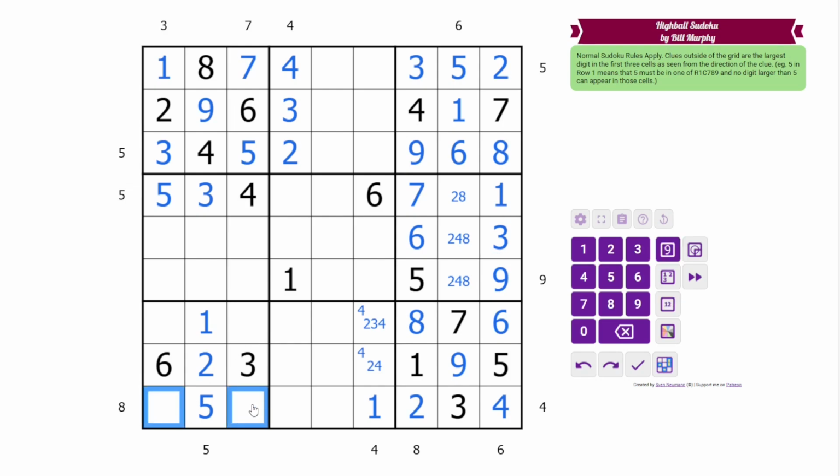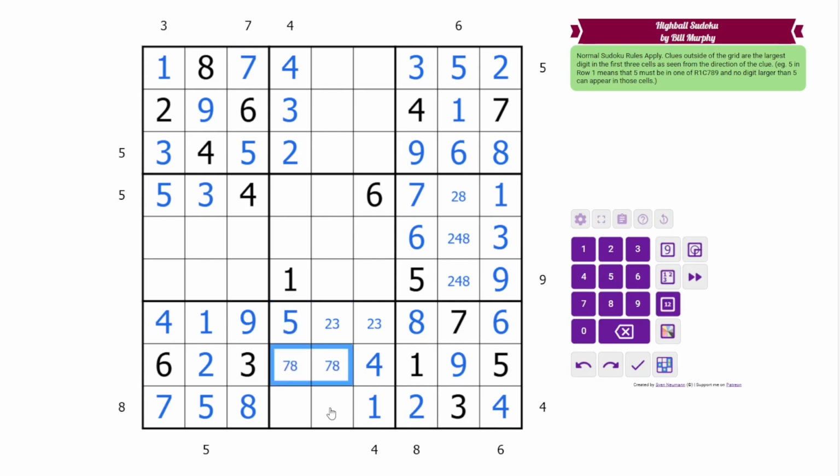We need an 8 in one of these cells. We can't have a 4, so the only thing left lower than 8 is 7, and that's resolved from the top of the grid. These are now 4 and 9, and that is also resolved. That can't be 4, so this is 4. Now we have 2, 3, 5 left in this row, so that's the 5. We have 7 and 8 here. We have 6 and 9 there.